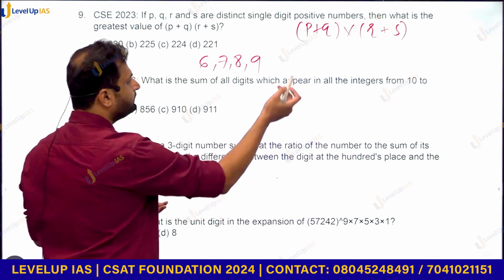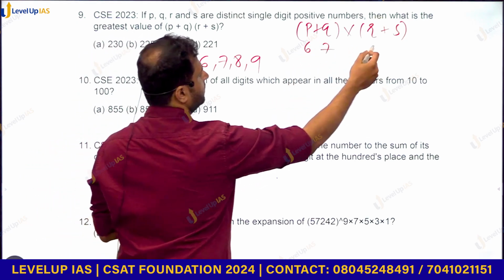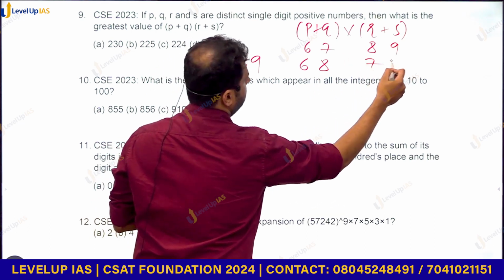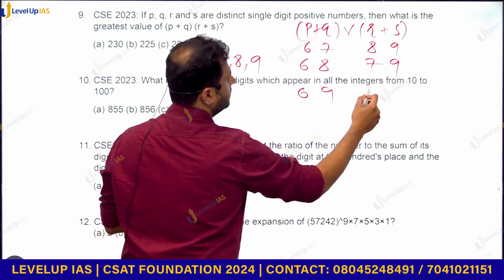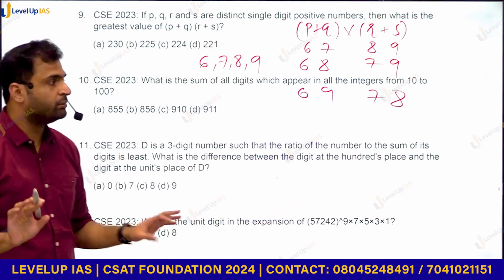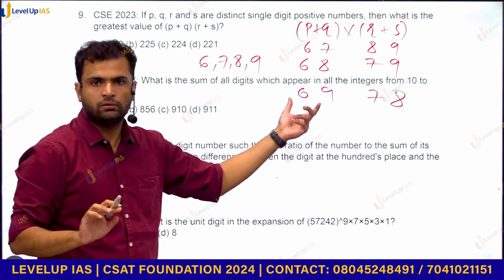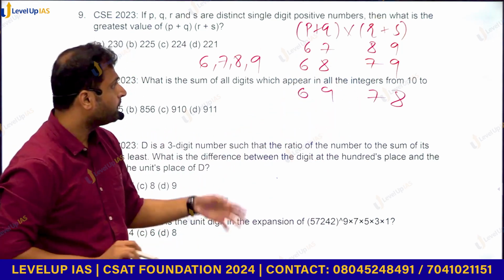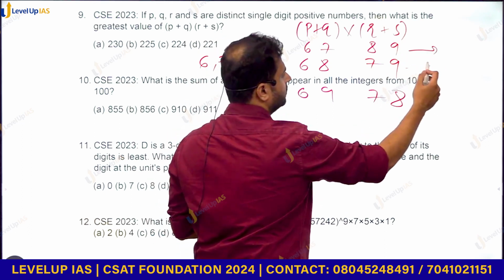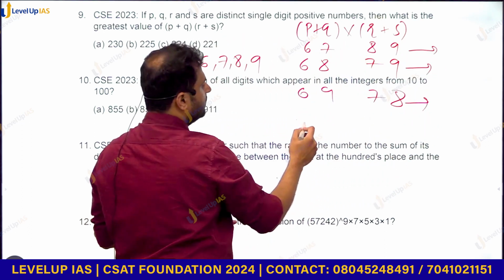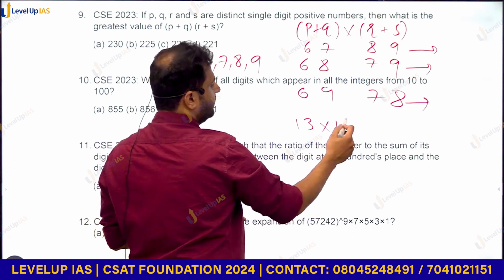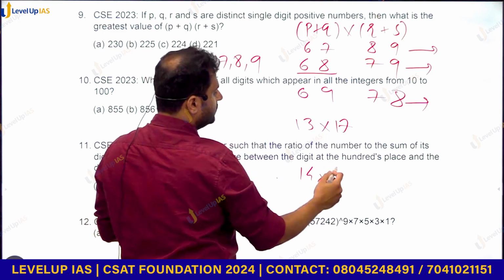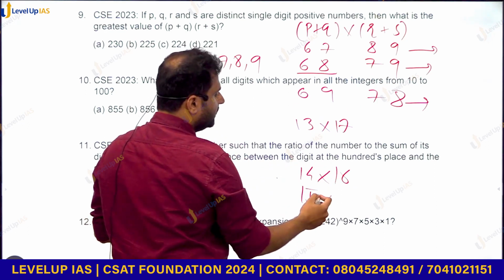We can take 6 7 and 8 9, or we can take 6 8 and 7 9, and we can take 6 9 and 7 8. These are the only possibilities, because even if you change the order, the product won't change, the additions won't change. Now if you compute these three cases, 6 plus 7, 13 into 17. In this case you have 14 into 16, and in this case you have 15 into 15.